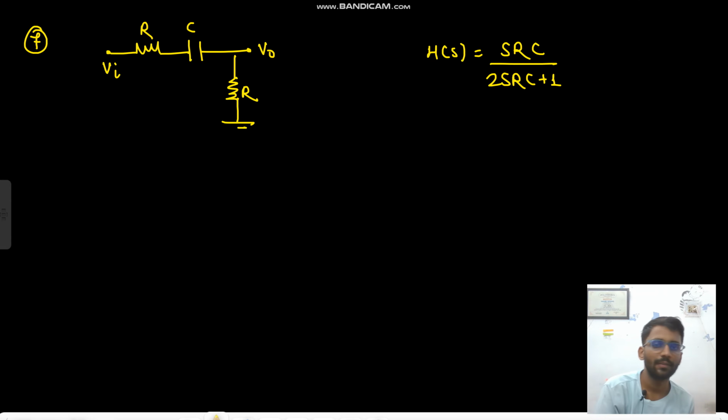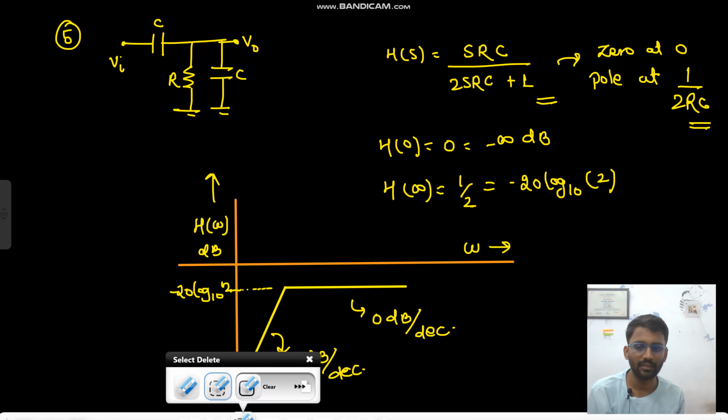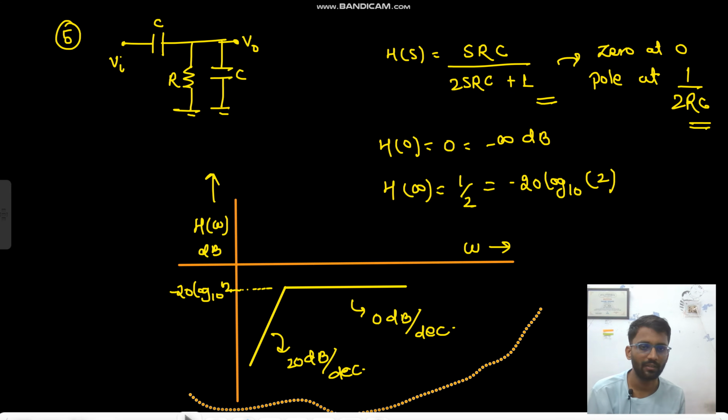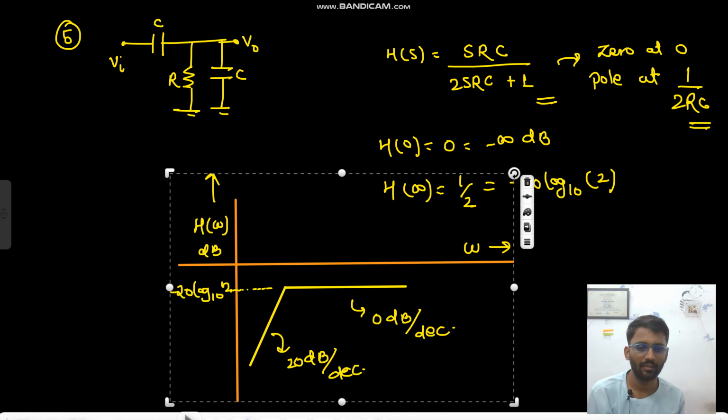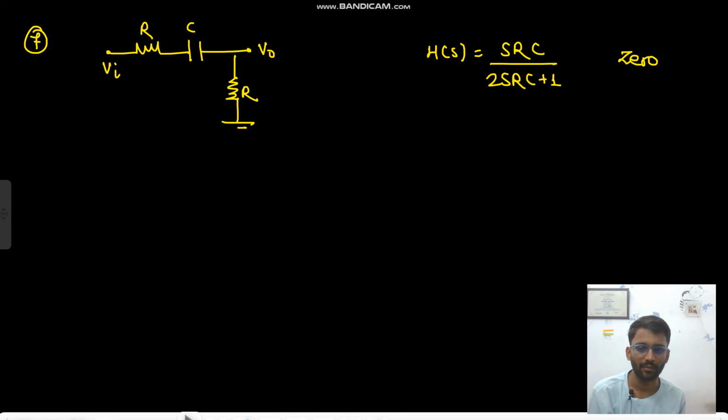In this one, this same graph we have already drawn: SRC upon 2 SRC plus 1. Although the circuit is different, the graph will be the same. This same analysis and this same graph we will be having. Okay.